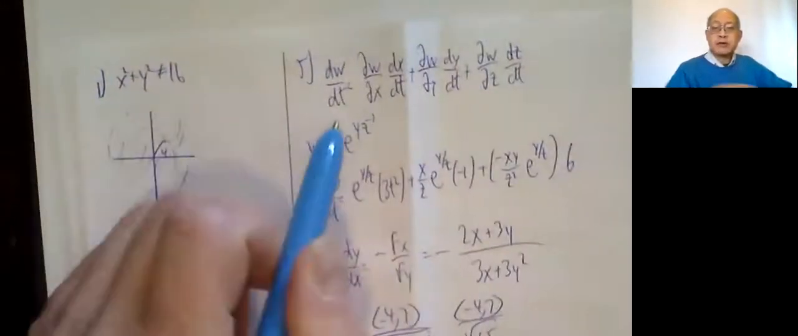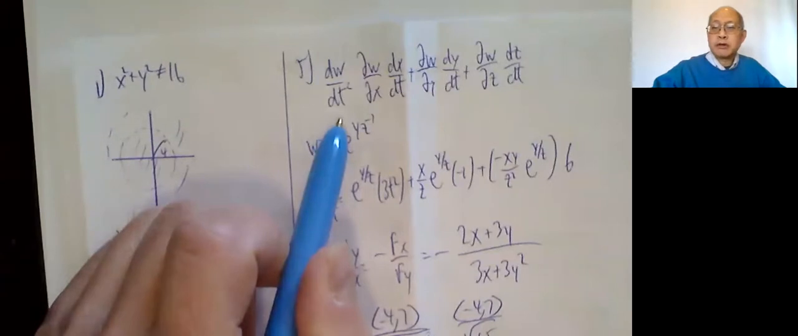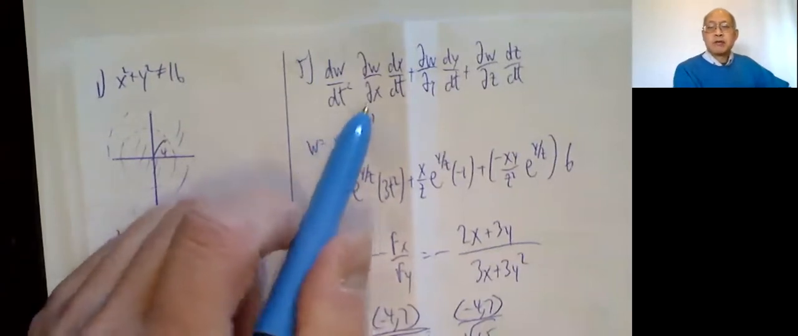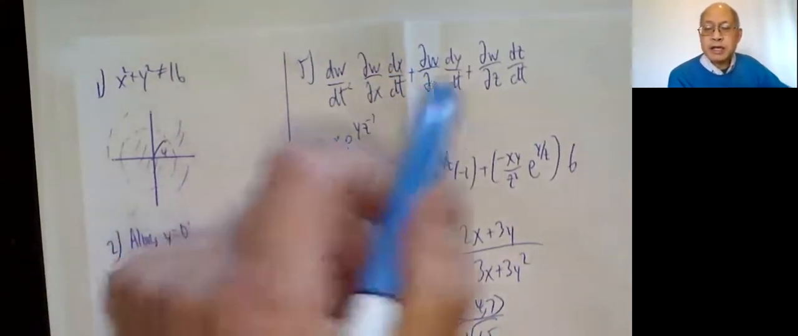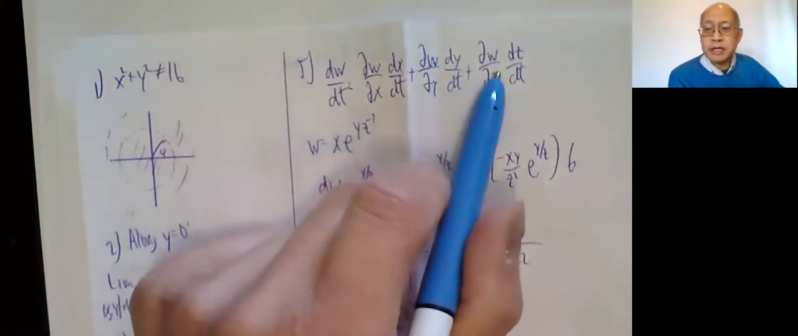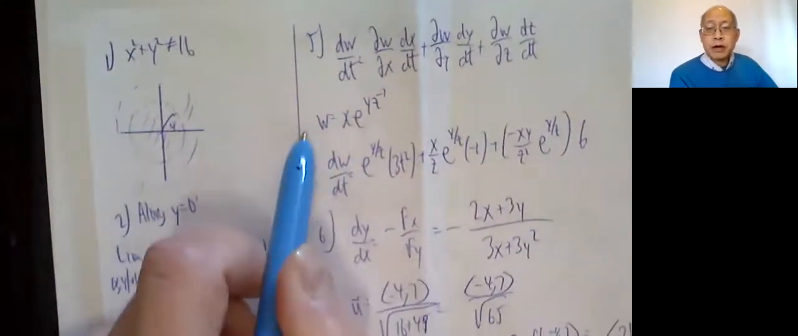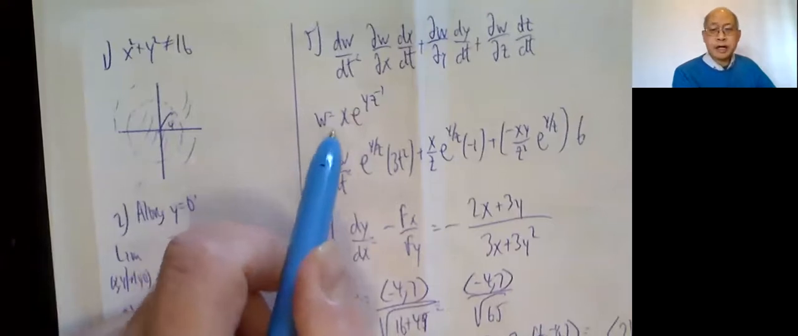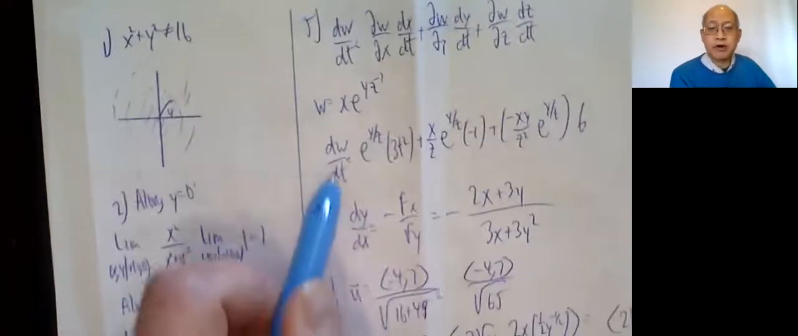Number 5, dw dt is the partial of w with respect to x times dx dt plus partial of w with respect to y times dy dt plus the partial of w with respect to z times dz dt. All right, it's best when you differentiate to treat this as x e to the y z to the negative 1.